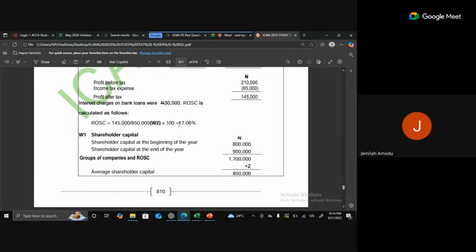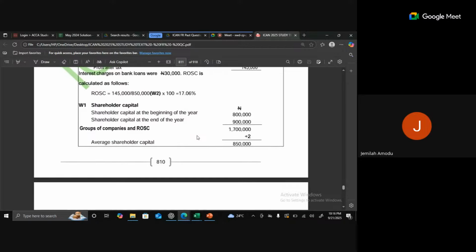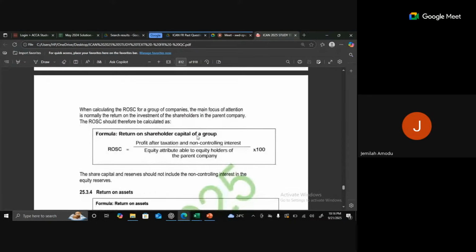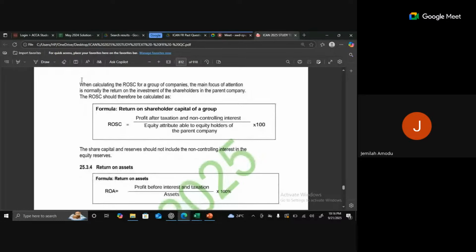Just as with the return on capital employed, 17.6% does not really make any full sense until you are comparing it with something, or checking it against something. That is why you'll be able to make more meaning from each of those ratios, right? So just as we did with the ROCE, the next thing is for you to know what to do should you be presented with a group account.